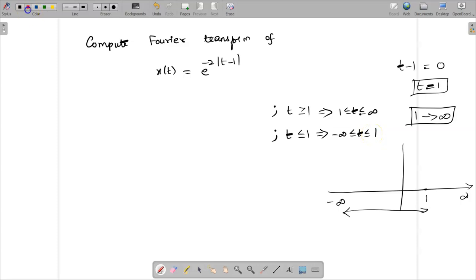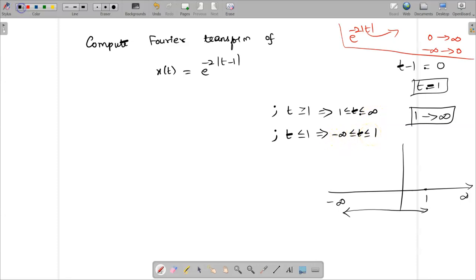Generally they will give e power minus 2 modulus of t. If it is so, for the positive side we have to consider 0 to infinite, and for the negative side we have to consider minus infinite to 0. This is what we usually consider. But since here it is t minus 1, we have to consider one range as 1 to infinite, another range as minus infinite to 1.